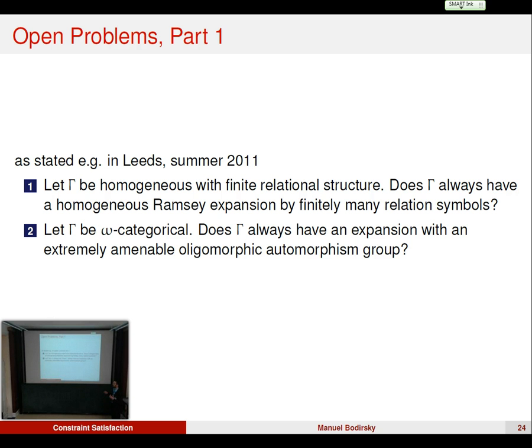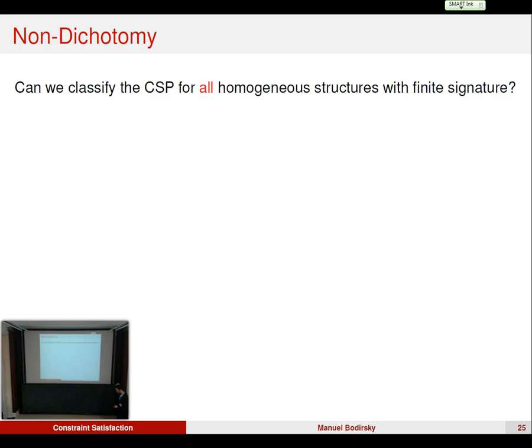A variation of it, and there are many variations. You could also ask the following: say gamma is omega categorical. Do we always have an expansion such that the expansion still has an oligomorphic automorphism group, but now it's extremely amenable? It's a variation of it. And actually, Lionel Fanté talked about precisely those two, and he made them conjectures, which makes me happy. So this would be great for the method. But for the CSP, there are also some caveats.